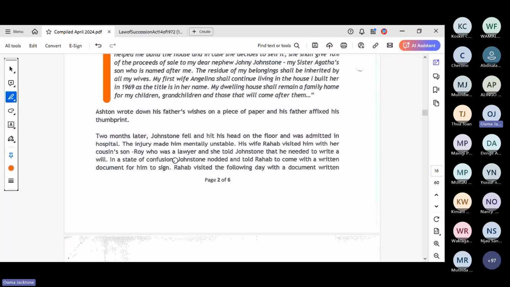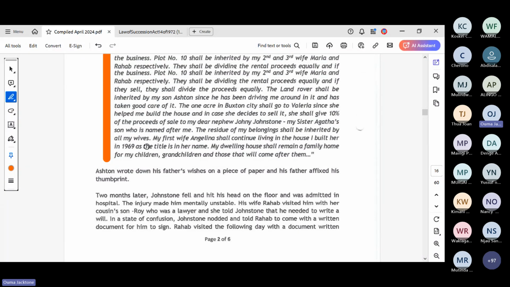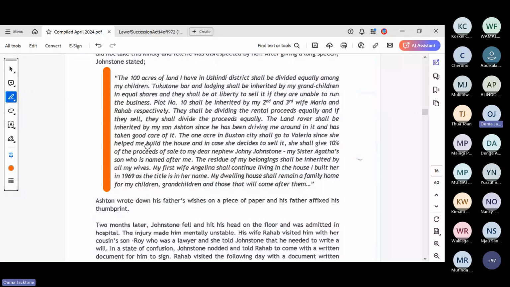Simple, guys. Simple, guys. Historia, the will was not signed, where do you get that statement from? Oral wills are not signed. Now, this statement here, this is what is confusing you. Let me just highlight it for everybody to see. This is what is confusing you. Now, Ashton wrote down the will and the father affixed the thumbprint. That statement is there to confuse you, like it has just done right now.